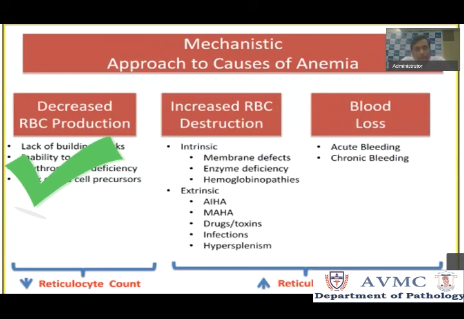This is where the RBCs are produced in normal amount in the marrow, but they are getting prematurely destroyed in the peripheral blood, outside the marrow.